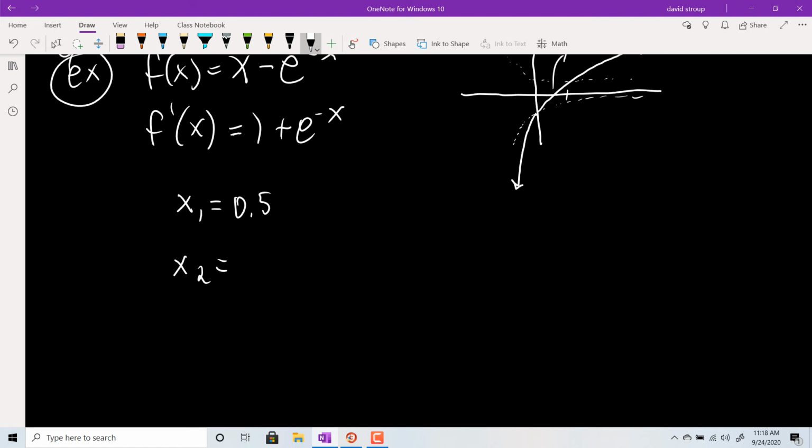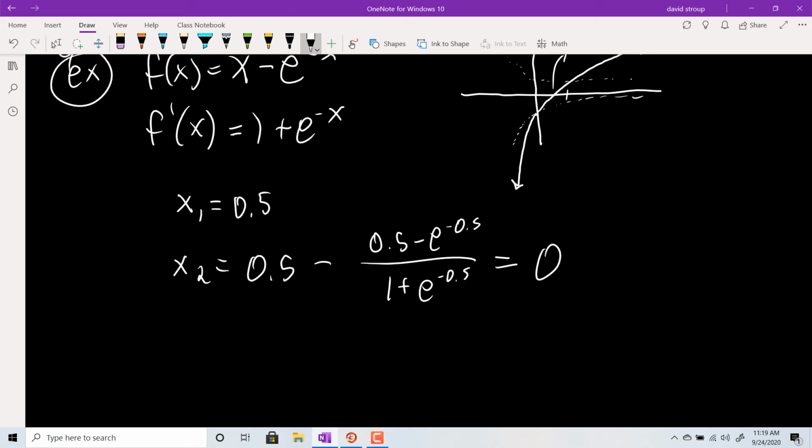x2 then is 0.5 minus (0.5 minus e to the negative 0.5) all over (1 plus e to the negative 0.5). And my calculator is saying that's about 0.5663.